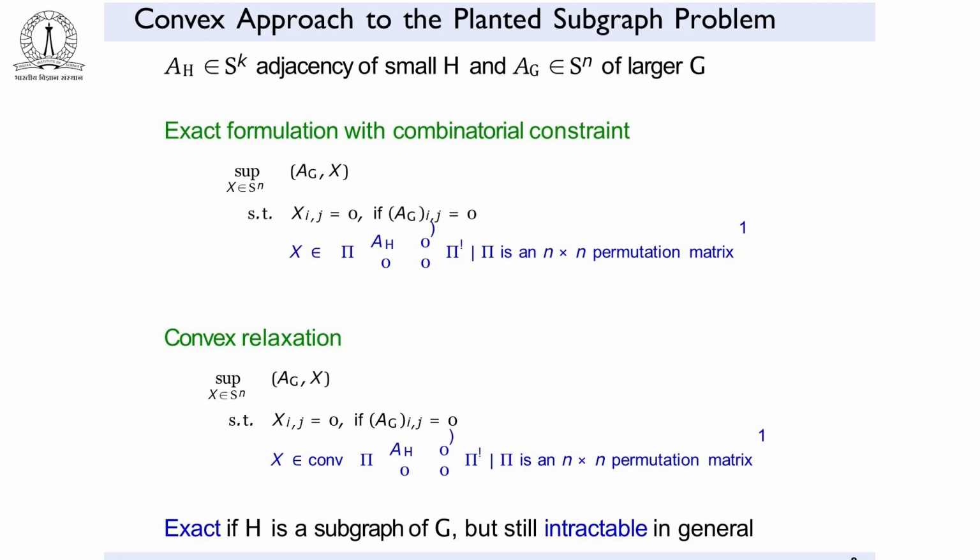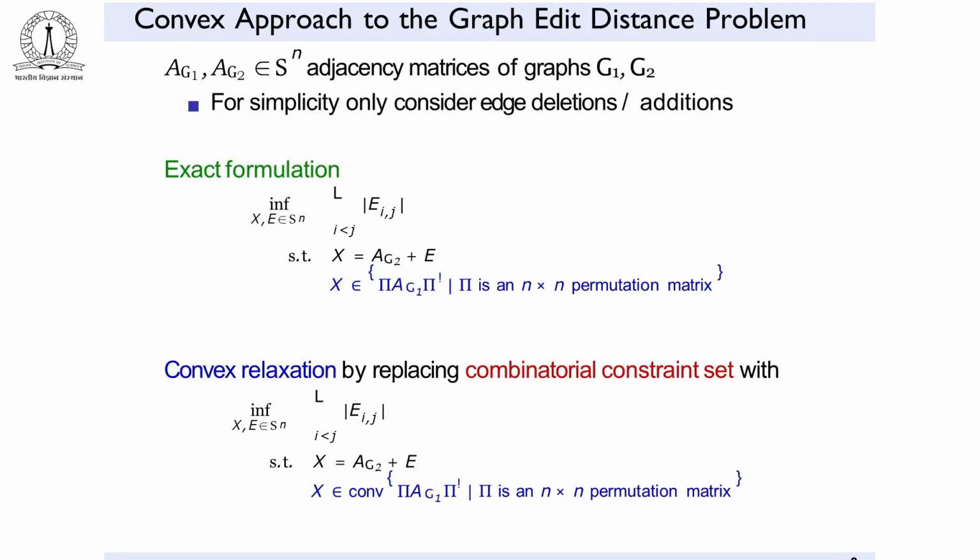Look at the error, and then sum up the absolute values of this error matrix. The error matrix will have 0 if the edges match up, -1 if it's a deletion, and +1 if it's an addition. And you just sum up the absolute values, and this will give you the graph edit distance.